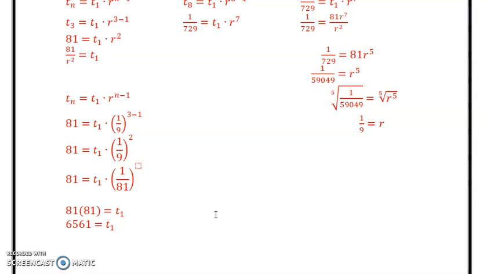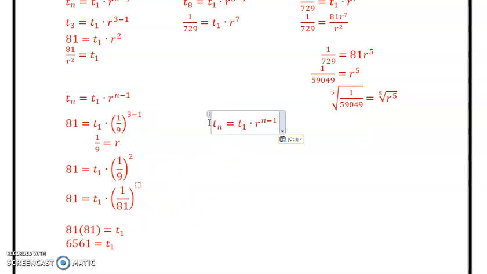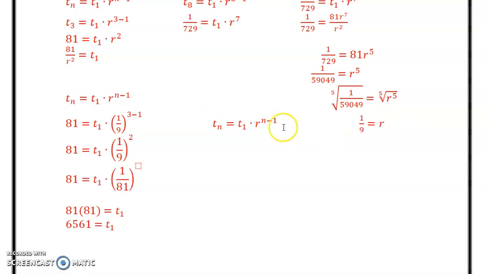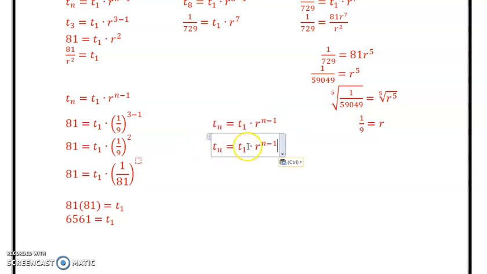It said in a geometric sequence, determine Tn. So our final step is again to rewrite the formula. When you're looking for the general term, it's going to be when we have Tn in the formula and just n. So essentially you take your formula and fill in T1, and T1 is 6561, and your R value, of course, is 1/9. So I multiply by 1/9 to the n minus 1. And this is your general term.